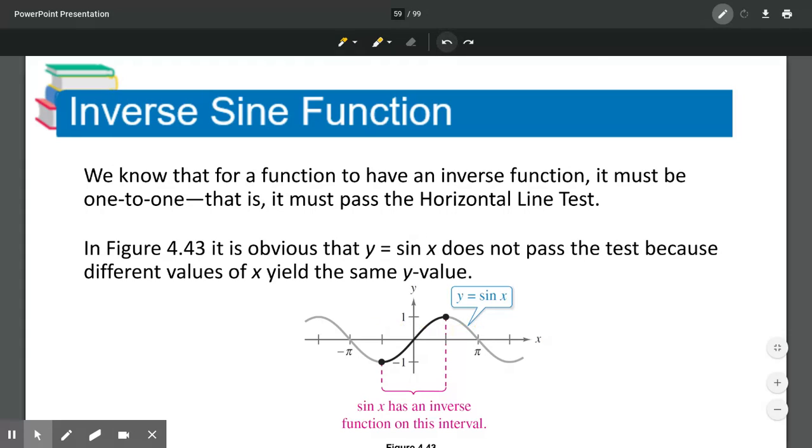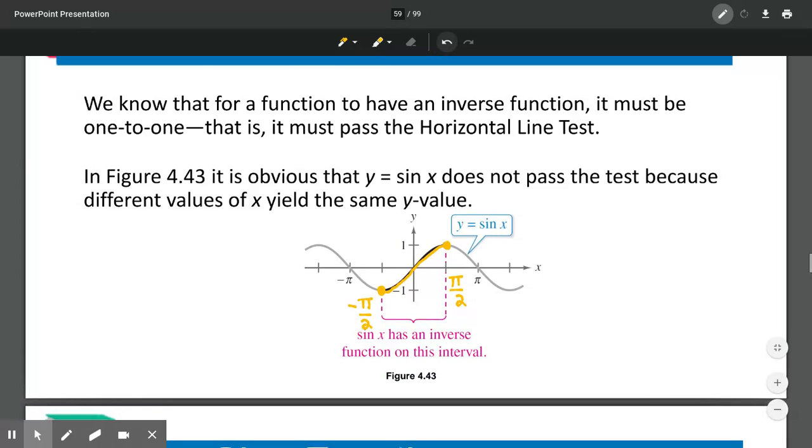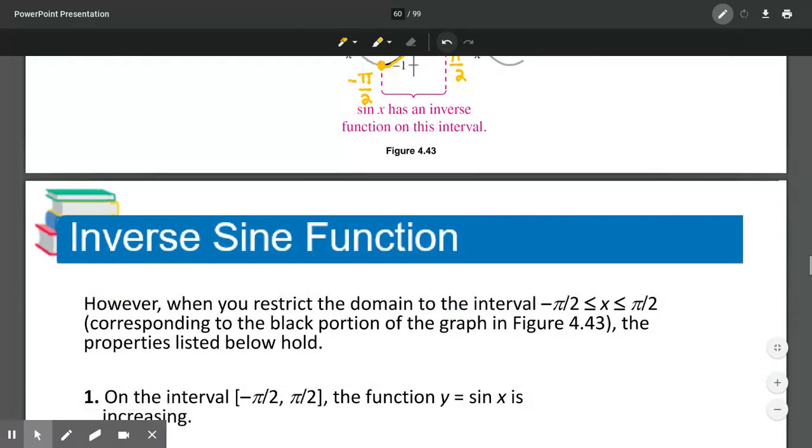So what we have to do in order for sine to have an inverse is we have to restrict it to just this little portion of the graph from negative pi over 2 to pi over 2. If we restrict the sine function, then just that little portion does have an inverse and it does pass the horizontal line test.